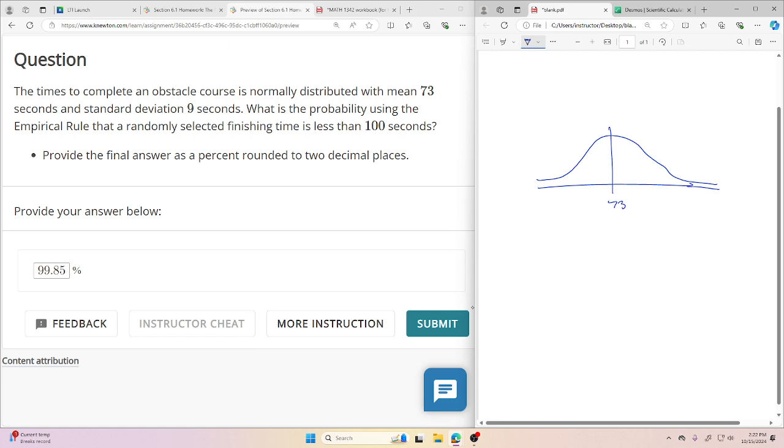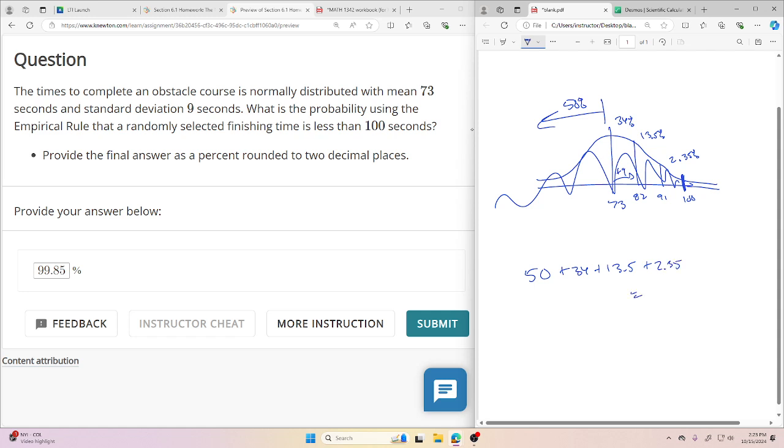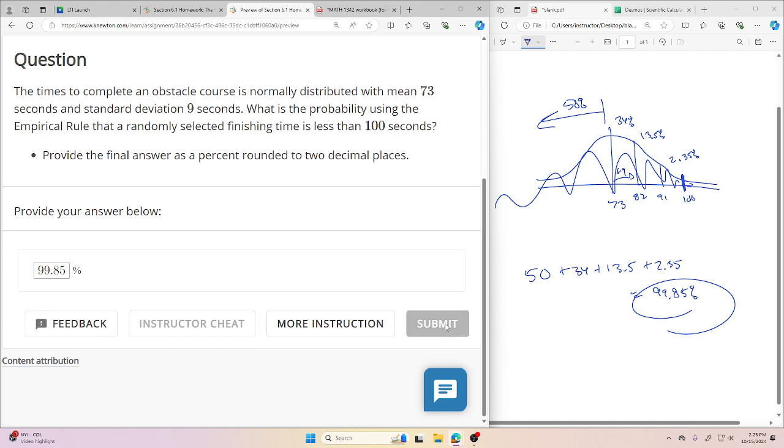Average of 73, standard deviation of 9. So when I add 9, what am I going to have now? 82, and then 91, and then 100. So it's right here. Very unusual. And it says less than. So it's like all of this stuff right here. What we have right now is 50% plus the 34 plus the 13.5. And if you remember this one, it's 2.35%. So 50 plus 34 plus 13.5 plus 2.35 is, I hope, 99.85. Cool.